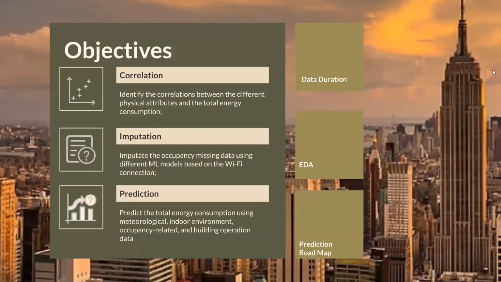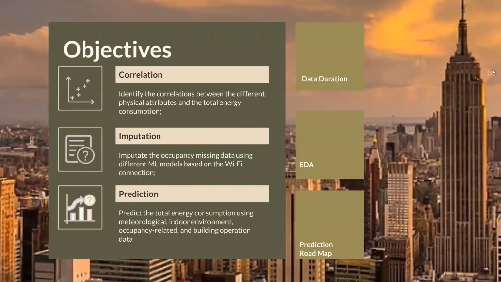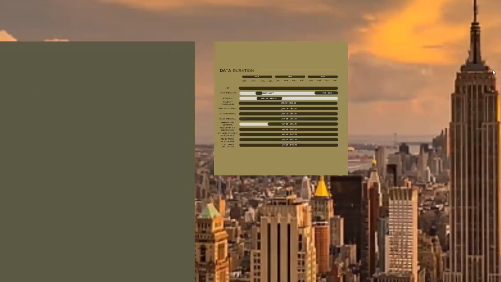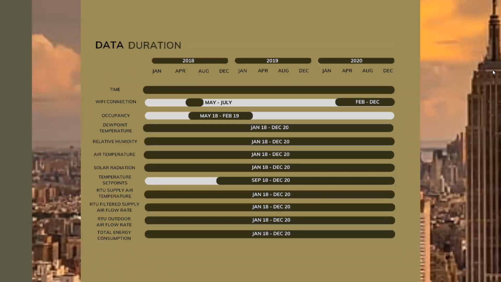So we have one main objective, which is to predict the total energy consumption using the meteorological, indoor environment, occupancy-related, and building operation data. In order to achieve that, we first have to identify the correlations between the different physical attributes and the total energy consumption. And due to the limited occupancy data points, we will impute the missing occupancy data using different machine learning models based on the Wi-Fi connections. The datasets for our different attributes range from 2018 to 2020. The temperature set points, filter supply airflow rate, and the supply air temperature datasets had many missing data points, which would be imputed in our future work.